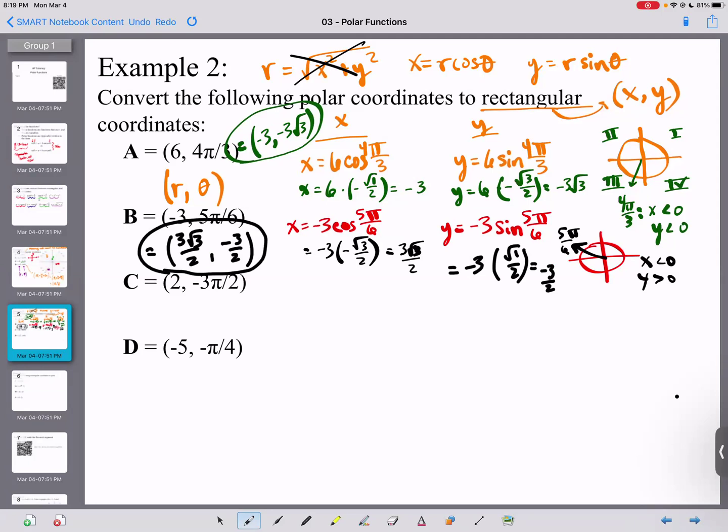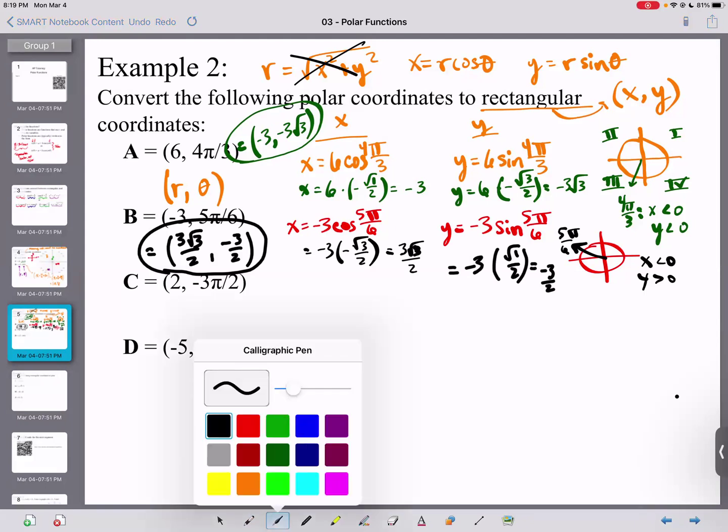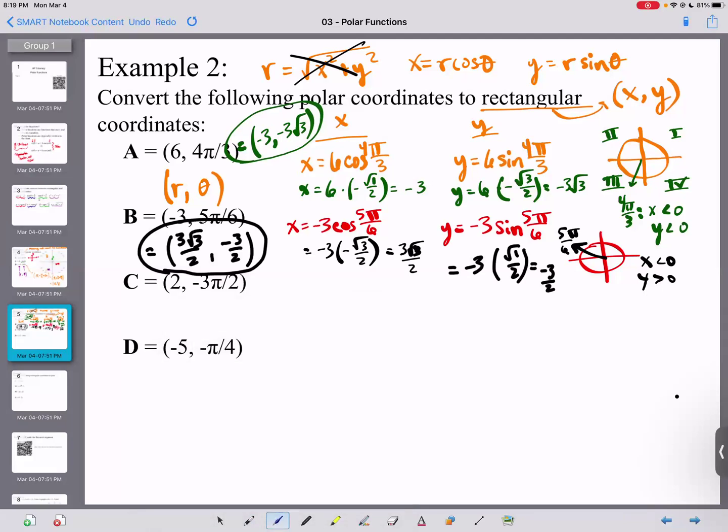Questions so far? Okay, I want to do one more and then I'll let you do D as homework. So let's start with C here. Let me use blue here. So X is going to equal 2 times the cosine of negative 3 pi over 2. And Y is going to equal 2 times the sine of negative 3 pi over 2.